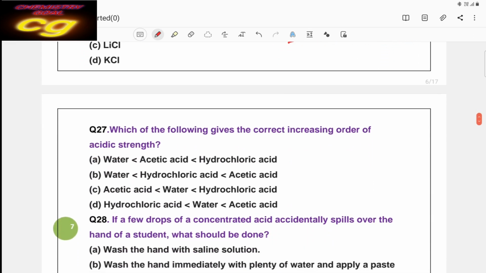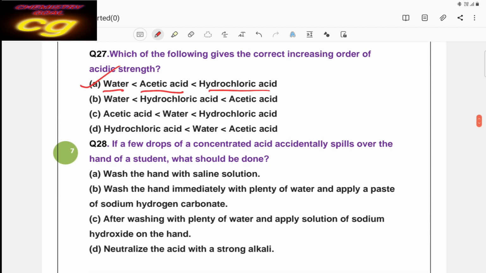So your answer is hydrochloric acid, which produces CO2 gas. Which of the following gives the correct increasing order of acid strength? We know water is neutral, then acetic acid is a weak acid, hydrochloric acid is a strong acid. So the answer is A, because water is neutral, then weak acid, then strong acid. So this is increasing order.